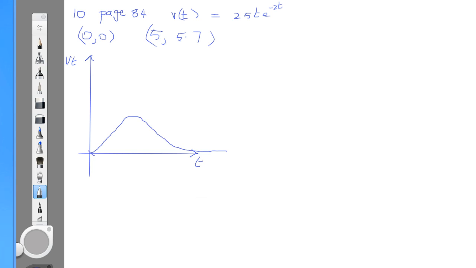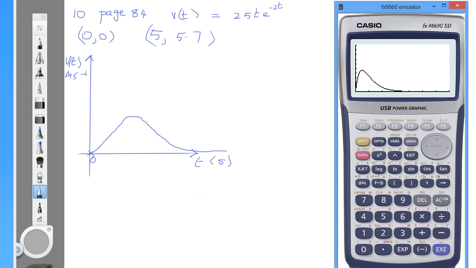We've got a couple of points. We know that that's 0, 0. We've labelled our axis v of t and t. And we've got our units of seconds and meters per second. And we can go back to the calculator to actually find the maximum of the surge. So if you go Shift G solve maximum, it gives a maximum at 0.49, so that's a half, and 4.6.